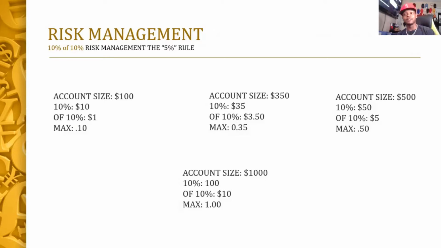Now, to get into a standard lot size, you will need $1,000 in your account. So 10% of $1,000 is $100. 10% of $100 is $10. So that means the max lot size that you could pop is a standard lot size, a 1.0. With all these, you can always split them up how you see fit. Let's say you have a trade that you feel has a better setup than another trade, then you can put most of your profits into that one.